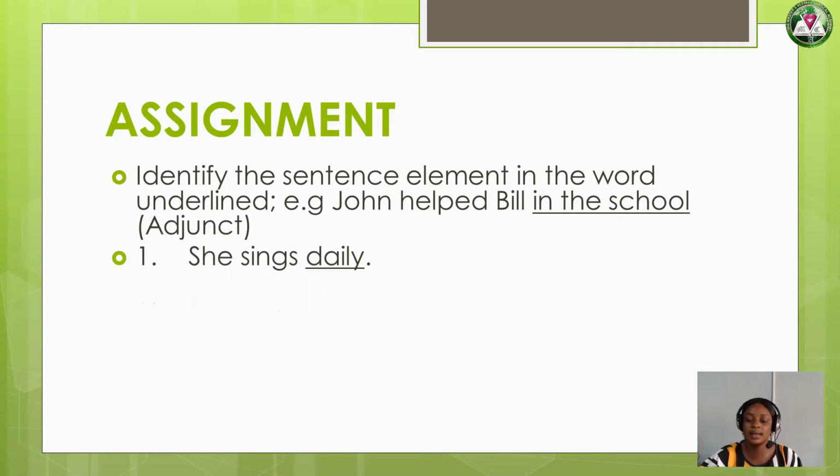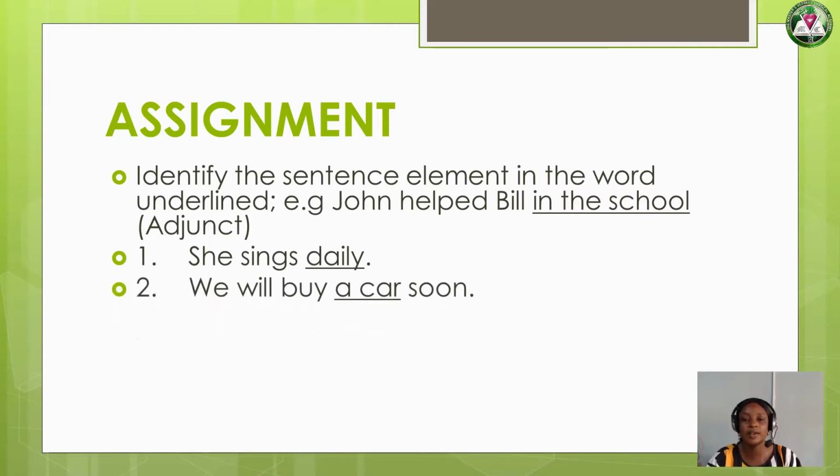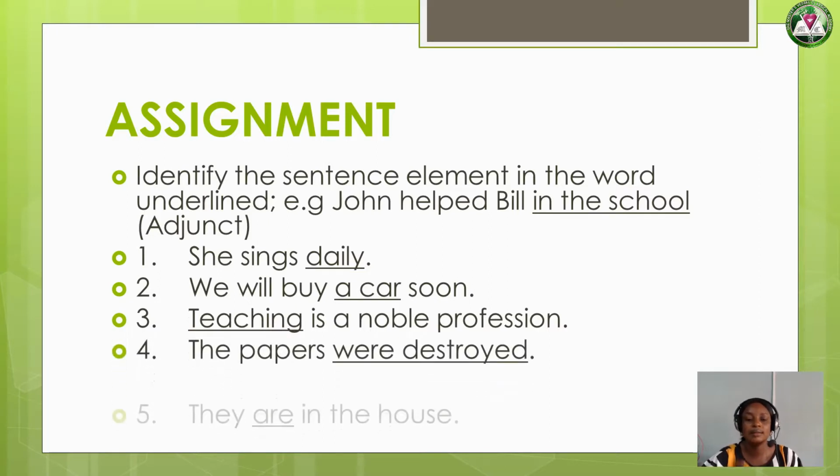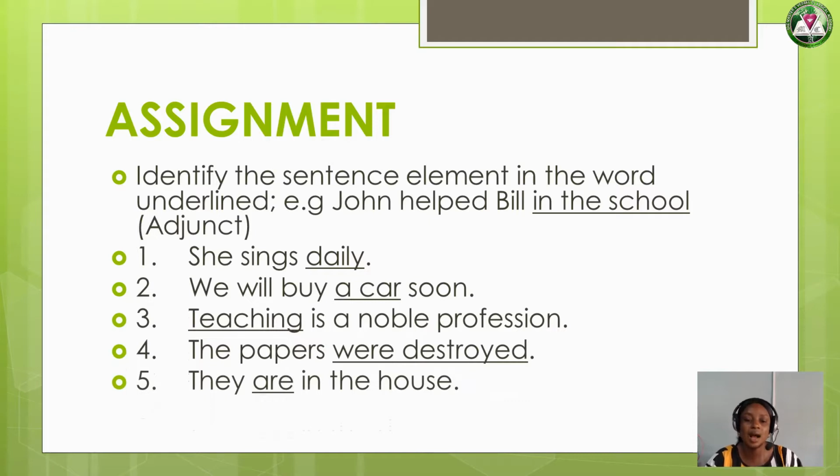She sings daily. Tell us the type of sentence element we have there, whether it's S or V or C or O or A. Then, we will buy a car soon. Teaching is a noble profession. The papers were destroyed. And finally, we are in the house. So in the first sentence, we have daily underlined. Second sentence, we have a car underlined. Third sentence, we have teaching underlined. The fourth one, we have were destroyed underlined. And the fifth one, we have are underlined.